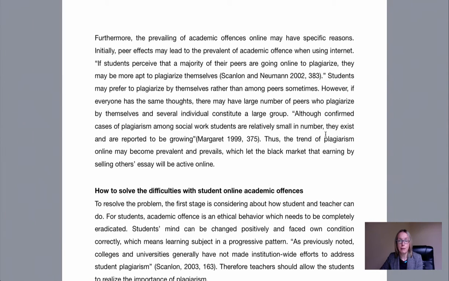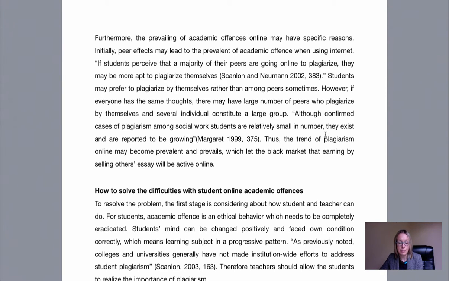The last paragraph of this section deals with peer pressure. This is a very interesting idea and certainly worth exploring. However, the explanation in the paragraph is slightly clumsy. It is not clear what plagiarizing by oneself is and how it compares or differs from plagiarizing with somebody else or among peers.